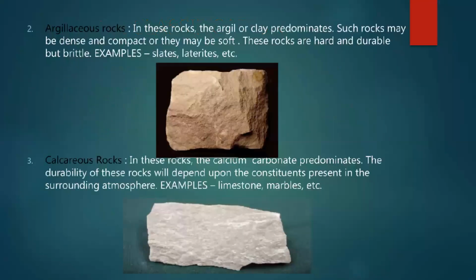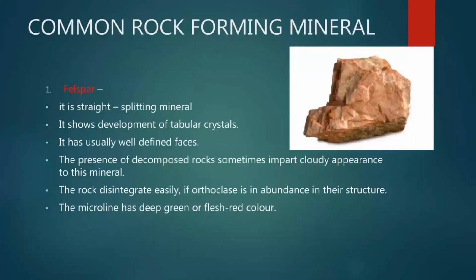The picture shows argillaceous rocks. These rocks are clay predominant, that is, argil. They are dense, compact, or soft. These rocks are hard and durable, but a little bit brittle. Examples are slates and laterites. Now, calcareous rocks. In these rocks, calcium carbonate is predominant. The durability of these rocks depends upon the constituents present in the surrounding atmosphere. Examples are limestone and marble. These two pictures show examples of the respective rocks. These are the general classification of stones or rocks.